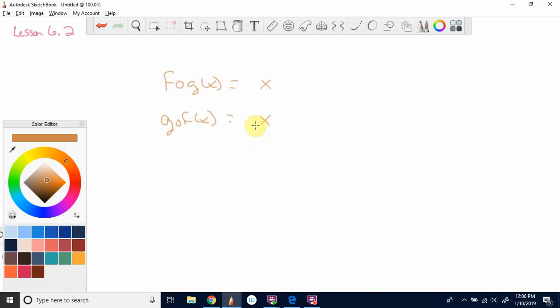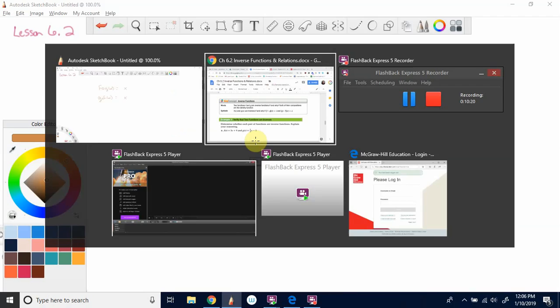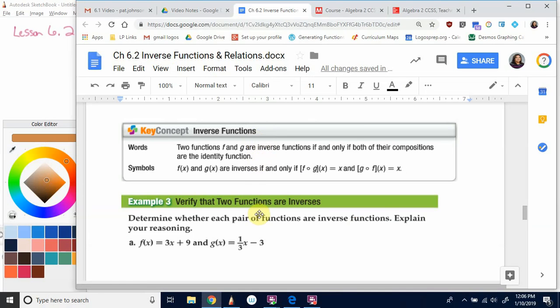So they give us two equations and say, are these inverses of each other? You must do FOG for both of them. They can't be negative x. They have to be positive x. They can be 1 over x, x to the negative 1, x squared, just positive x. Okay, so let's look at an example.